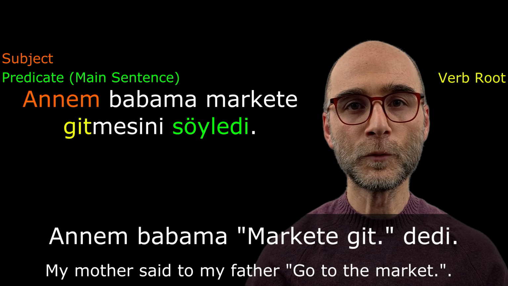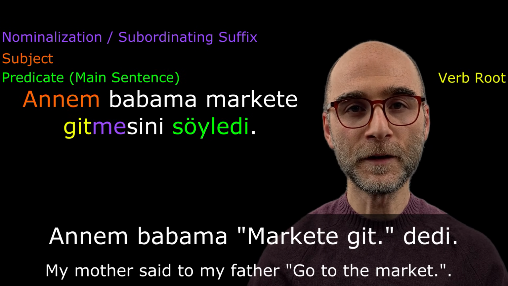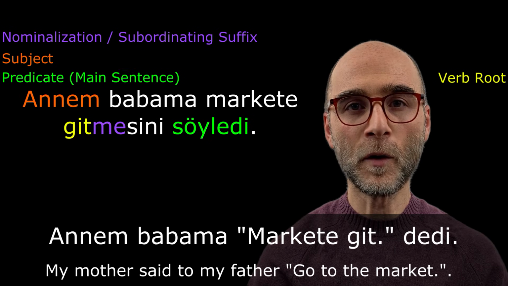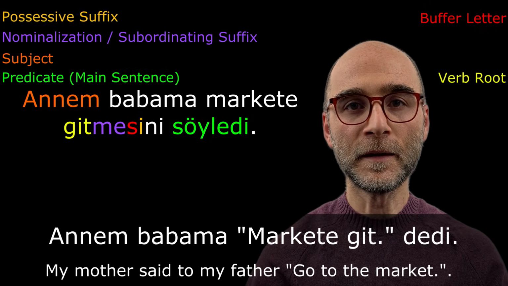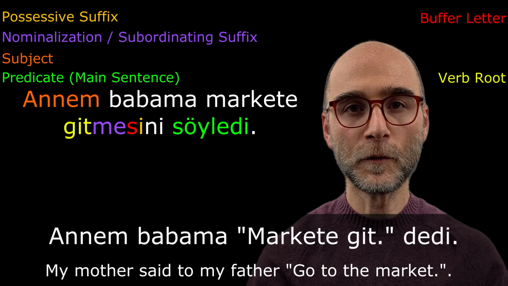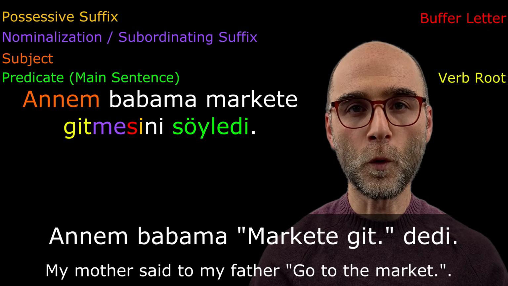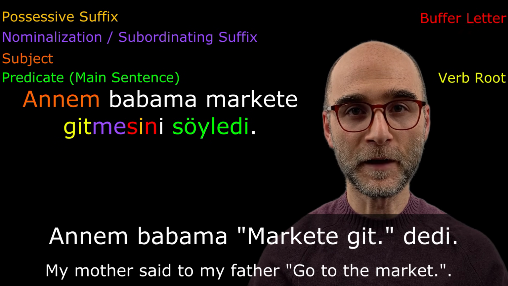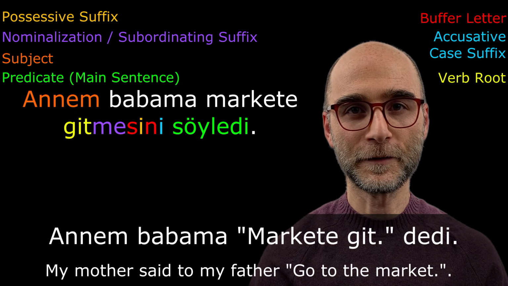Git is the verb root of gitmek. Me is the nominalization suffix according to the vowel harmony. Se is the buffer letter. E is the possessive suffix for the third singular person, he, she, o. Ne is the buffer letter. The last e is the accusative case suffix.